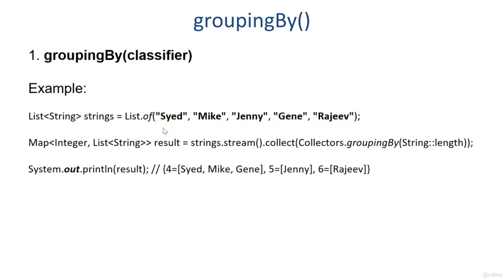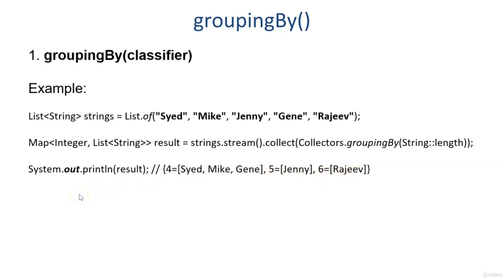And how will we do that? Here we get this string stream, collect, and then Collectors.groupingBy, and then String length. This will group them by the length of their string and then assign the results to a map which contains an Integer and a List of String. The Integer is the length of the string and the List of String is the strings which are in that group. So when we print this out, it will contain 4 with Syed, Mike, and Jean, and then Jenny has 5, and Rajiv is 6.